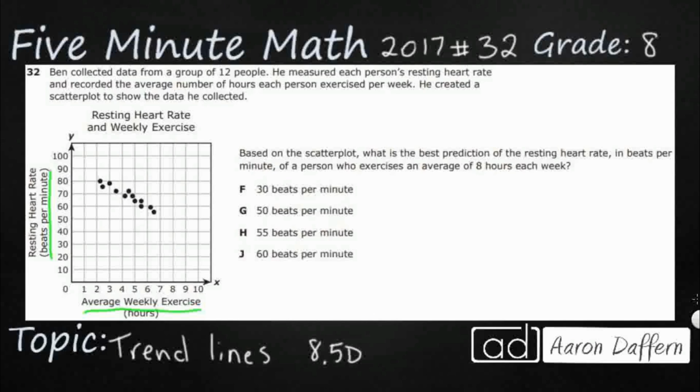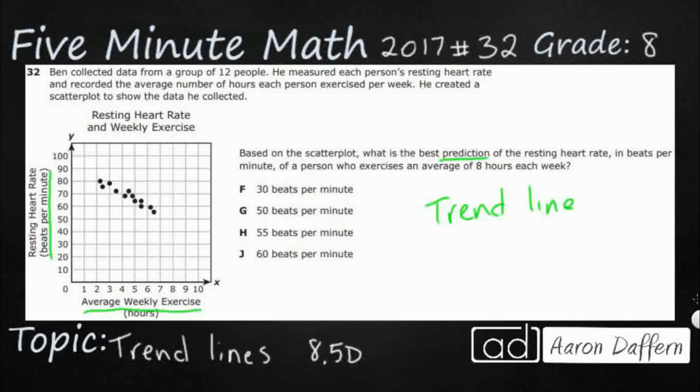We don't necessarily have a pure direct variation or a proportional relationship, but you can see the points all kind of clustered together, and you can see a line, a trend line is what we're going to use, almost forming right there. We're going to use that to make predictions. So what is the best prediction?